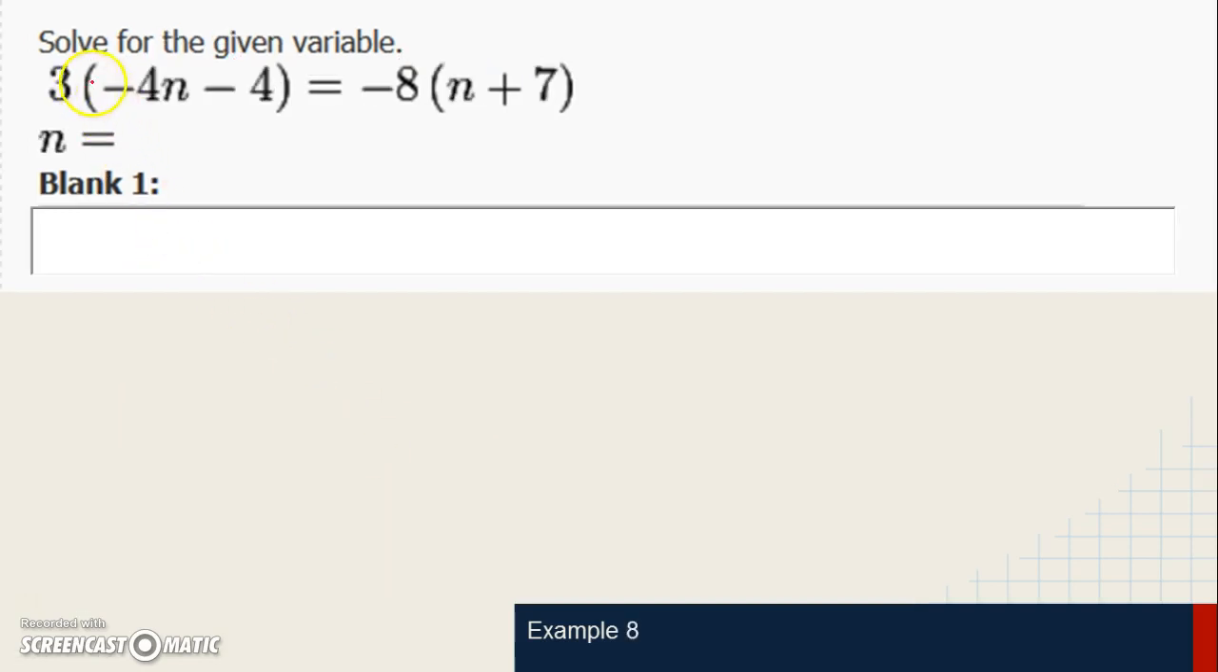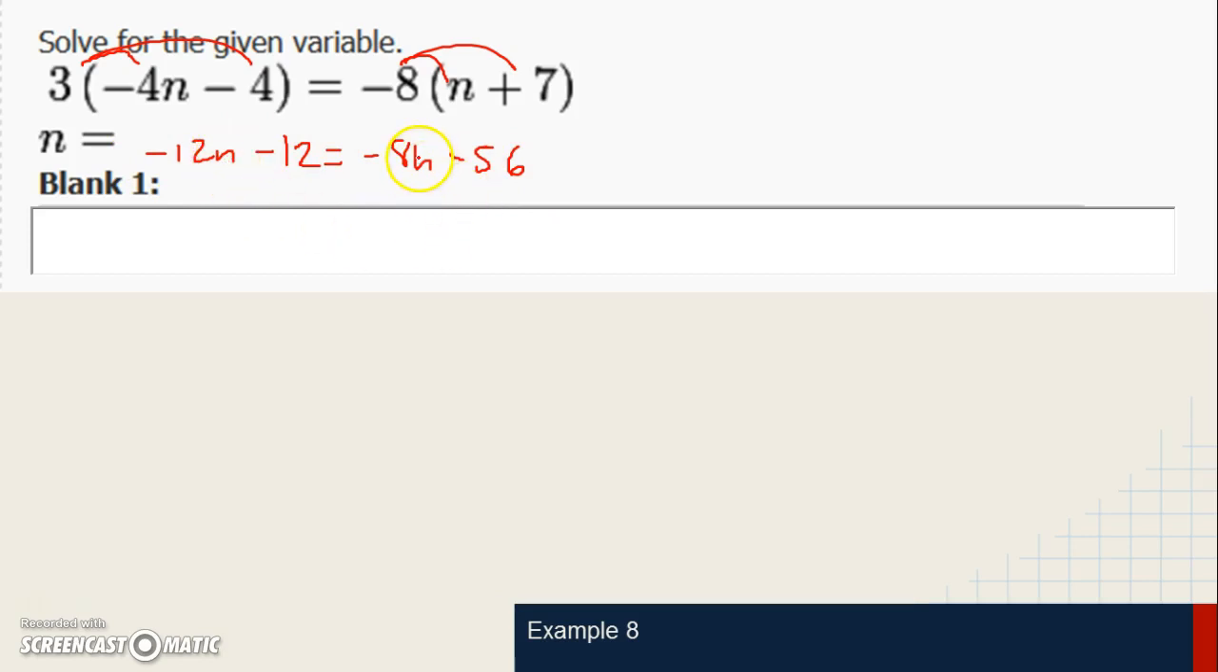I'm going to go ahead and distribute again. 3 times negative 4n is negative 12n. 3 times negative 4 is negative 12. Negative 8 times n is negative 8n. Negative 8 times 7 is negative 56. Note, I have no like terms to combine on the right side of the equation. I have no like terms to combine on the left side of the equation. So I begin inverse operations.